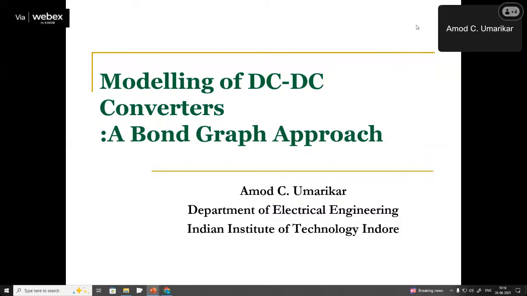Okay, fine. So now I hope that nobody has heard, or they may not have an idea what bond graph is. So what I will do, I have divided this lecture in two parts. First is to introduce what bond graph is, and then its application to modeling of DC to DC converters. Okay, so why are we applying the bond graph approach to DC converters or, in general, power electronic systems?